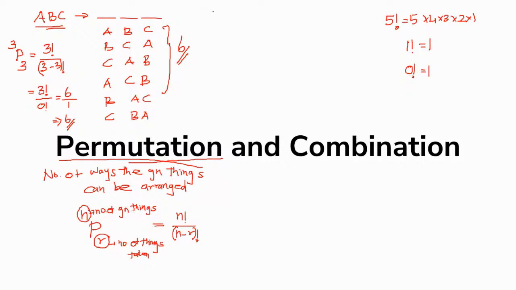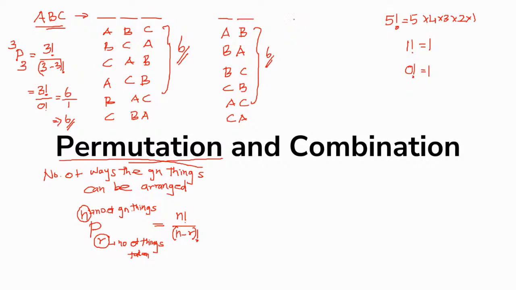And if you ask, sir, the same 3 persons are there, but only 2 chairs, how many ways can they be arranged? For example, A B is one arrangement and B A is another. B C is one arrangement, C B is another. A C is one arrangement, and C A is another. So here also the total is 6 different arrangements.